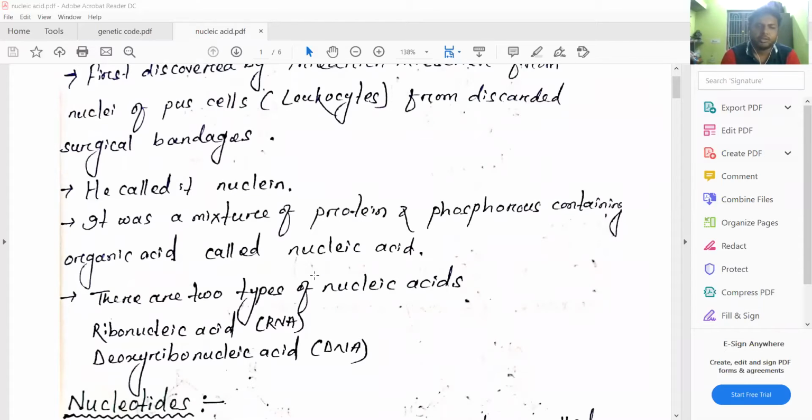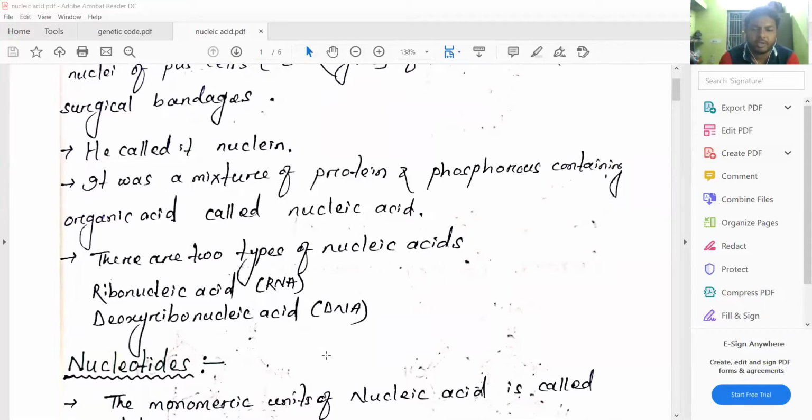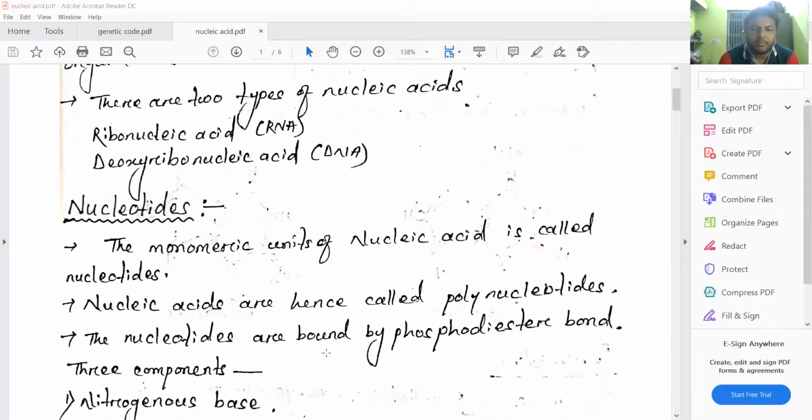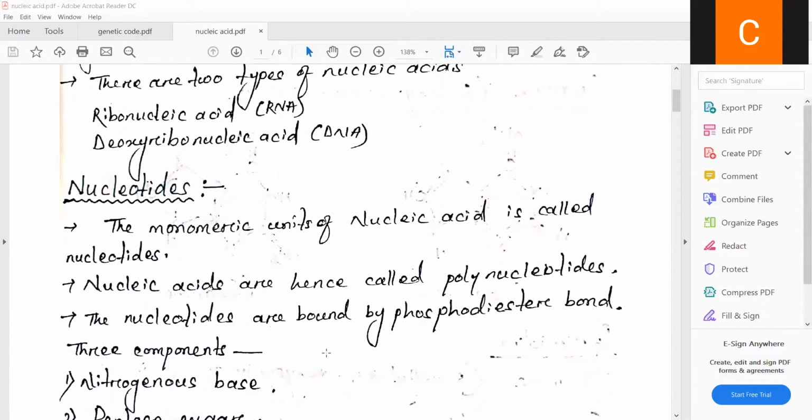You all know there are two types of nucleic acid. One is RNA and another one is DNA. So coming to the nucleotides, what is it? The monomeric unit of nucleic acid is called nucleotide.